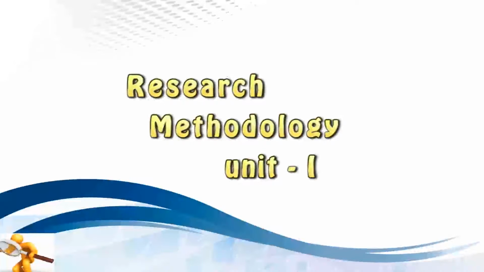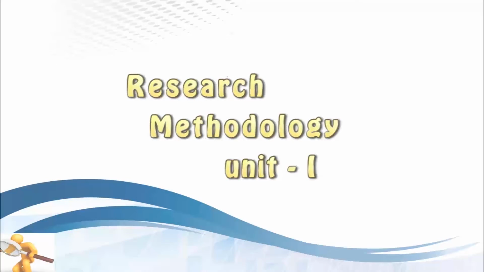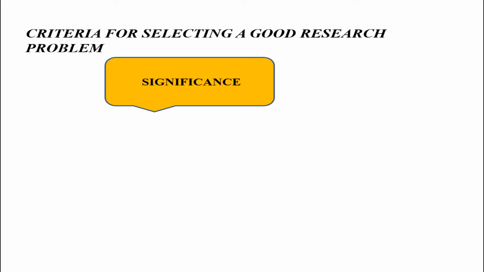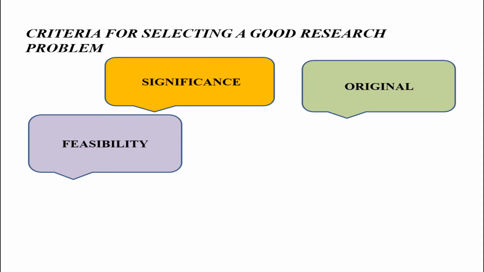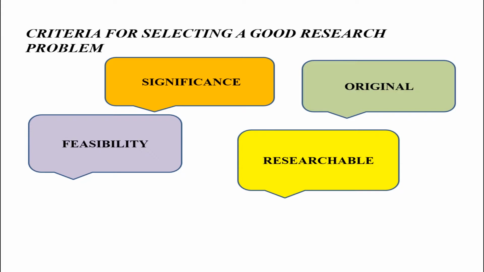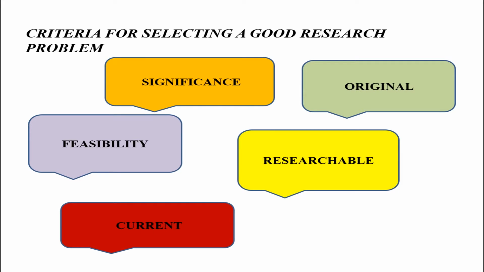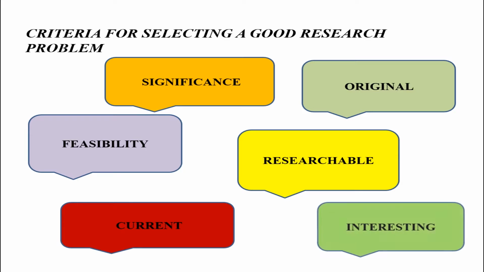Hello learners! In this video, we will be knowing about criteria for selecting a good research problem. There are 6 main criteria that are to be considered while selecting a research problem. These are significance to business and management, originality, feasibility, solvability or researchability, and that the problem should be current and interesting. Let's now discuss these in detail.